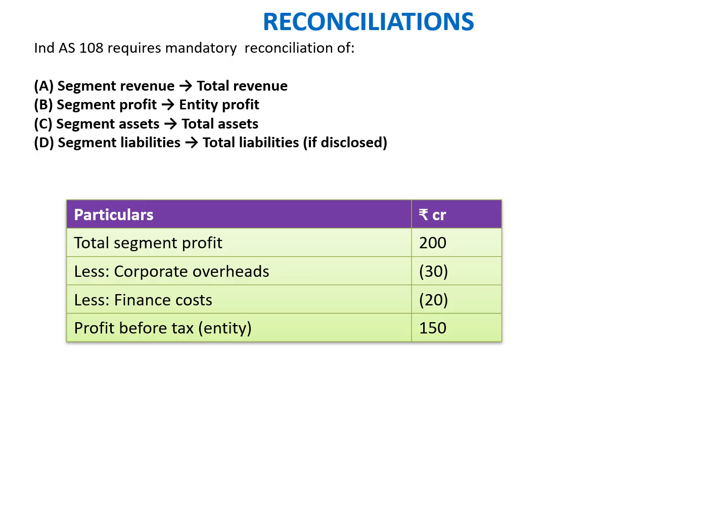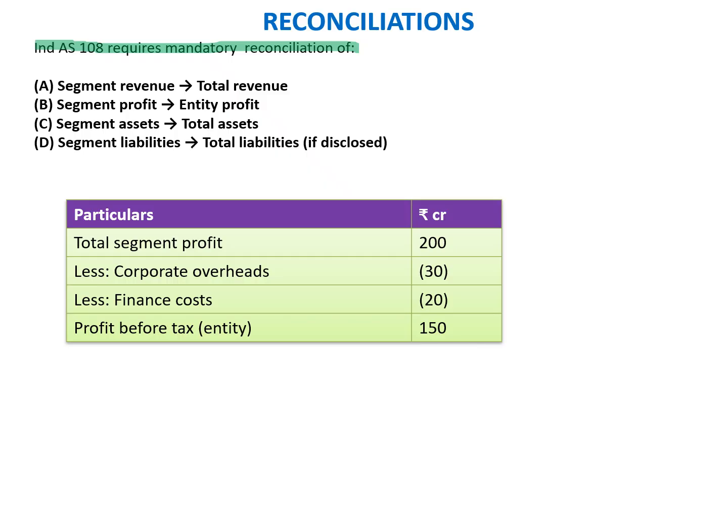Okay, now we talked about the specific measurement principle and how it has to be measured, and we have to make sure that whenever we are measuring segment profit or revenue, there are certain items which are not normally considered, like corporate overheads and income tax. So what we have to do is perform the reconciliation, and these are mandatory reconciliations: segment revenue to total revenue, segment profit to entity profit, segment assets, and then segment liabilities.